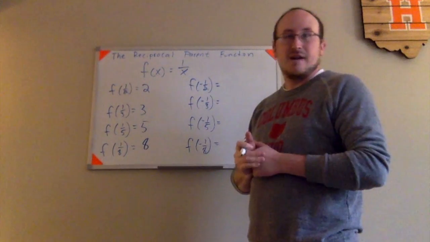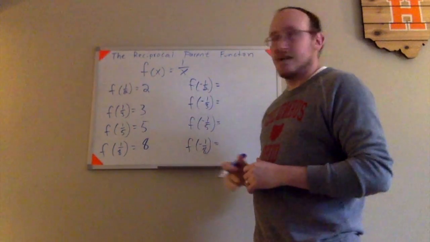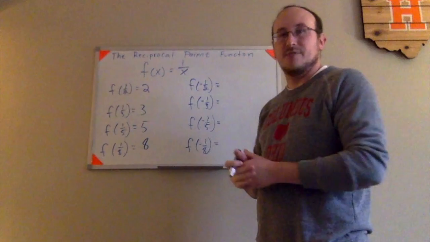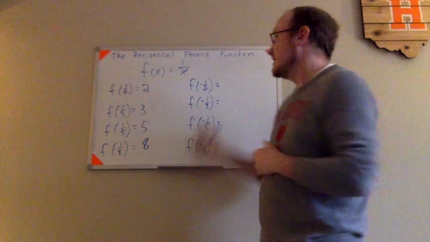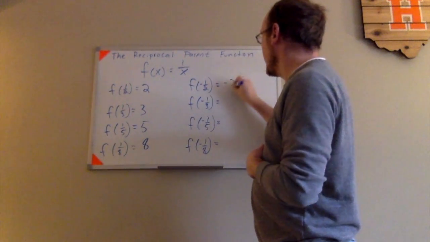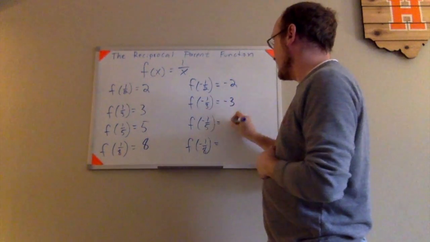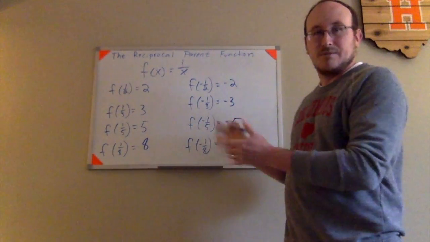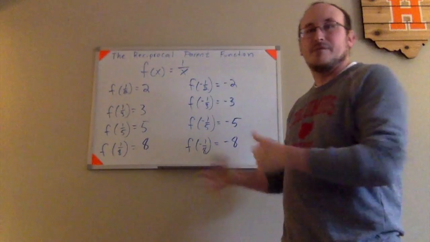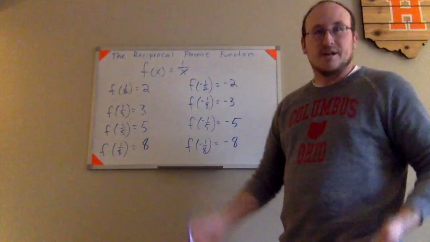Plugging in -1/2, the reciprocal of -1/2 would be -2. So instead of dividing by -1/2, multiplying by -2 would be equivalent. So 1 times -2 is -2, and so on. This would be -3, -5, and -8. Again, I'm just plugging those in, and then instead of dividing by the fraction, I'm multiplying by the reciprocal. That is equivalent.